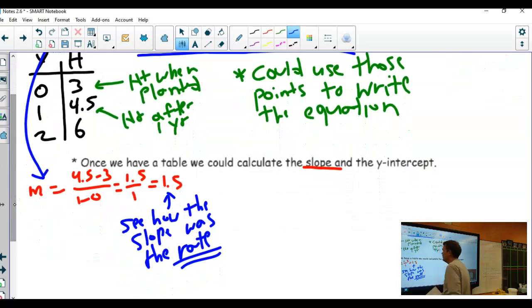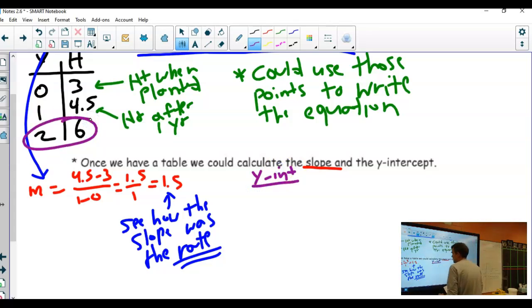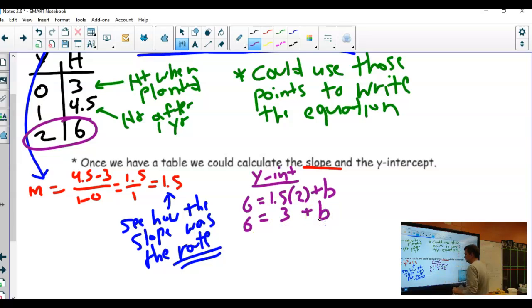And I could also use this table to find the y-intercept if I wanted to. We'll do that in purple. So to find the y-intercept, I might take one of the ordered pairs, like 6, 2, and I might say 6 equals 1.5 times 2 plus b. That would be 6 equals 3 plus b. And if I subtract 3 from both sides, I get that the y-intercept is 3.